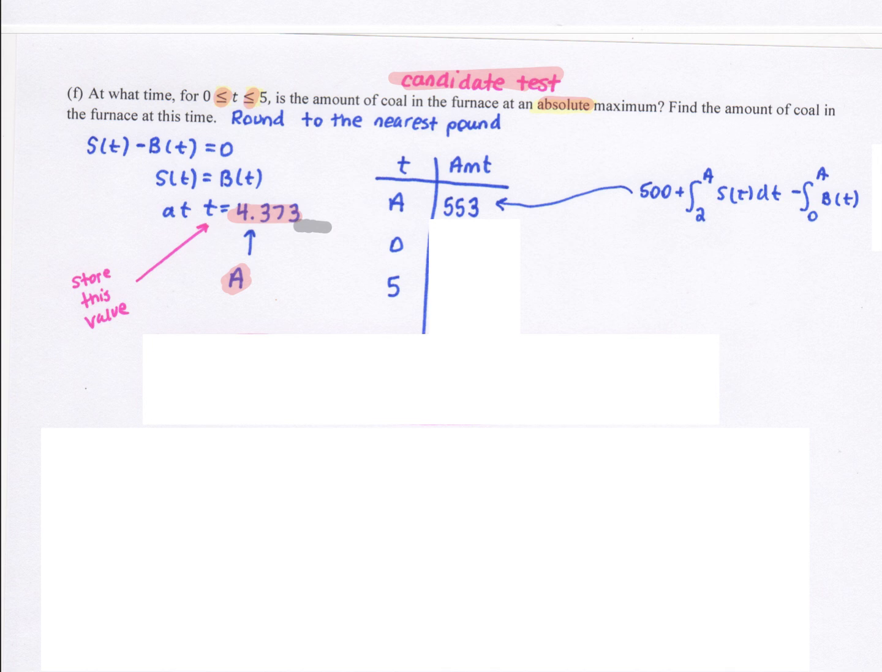This answer, 553, is what I get when I plug my A in for my upper limit, so from 2 to A. And this is starting at 2 because that's when the worker starts shoveling coal into the furnace. And this one goes from 0 to A because it's burning that entire time from 0 to this time. So that leaves me 553 pounds. At t equals 0 was my initial amount, which was just 500. And at t equals 5, I answered that in a previous part, so I'm just going to pull that answer down. This tells me that my maximum amount is here at the 553, so I just say that is my answer.